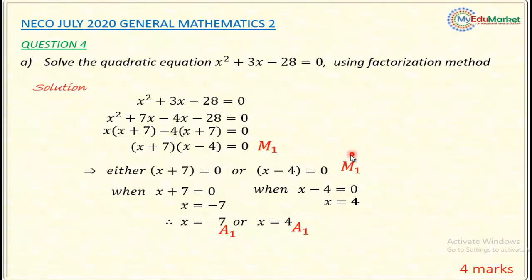The next mark is for solving that factorized form to get x. So solving for that, you have method 1 mark. The next mark is getting x as minus 7 exactly, and the other mark is getting x as 4 exactly. So this is accuracy 1 mark when x is minus 7, and the next value of x is another accuracy 1 mark. So the total marks awarded to this question is 4 marks.